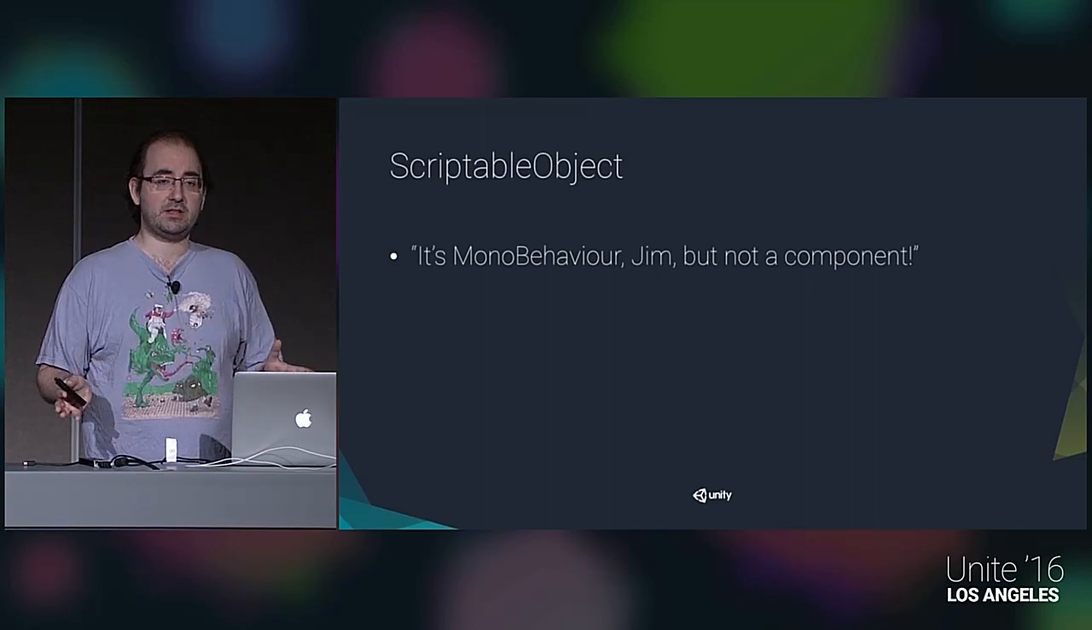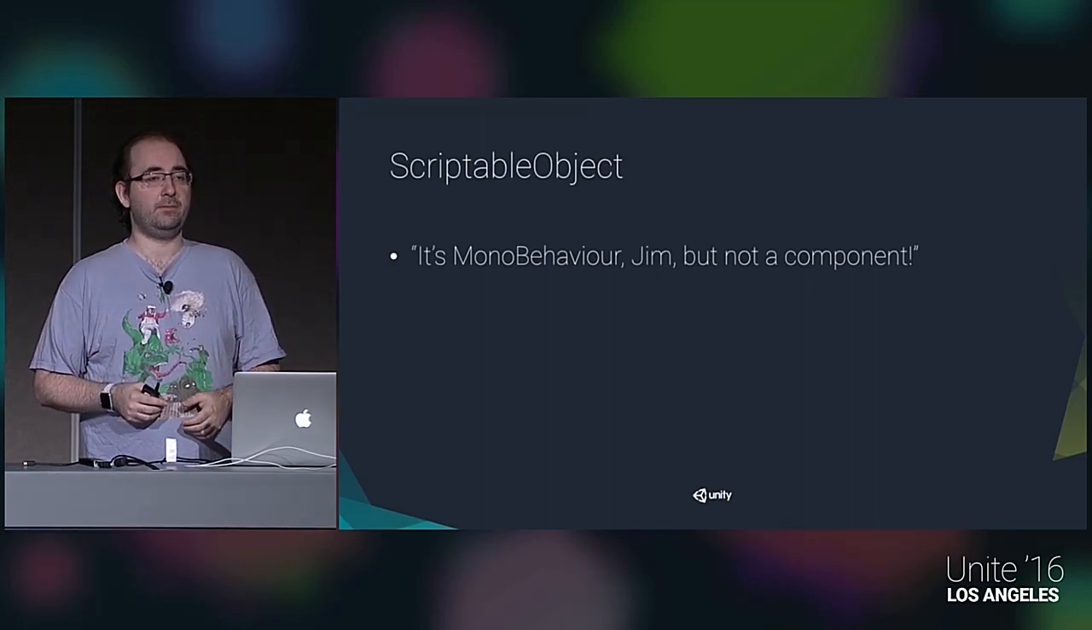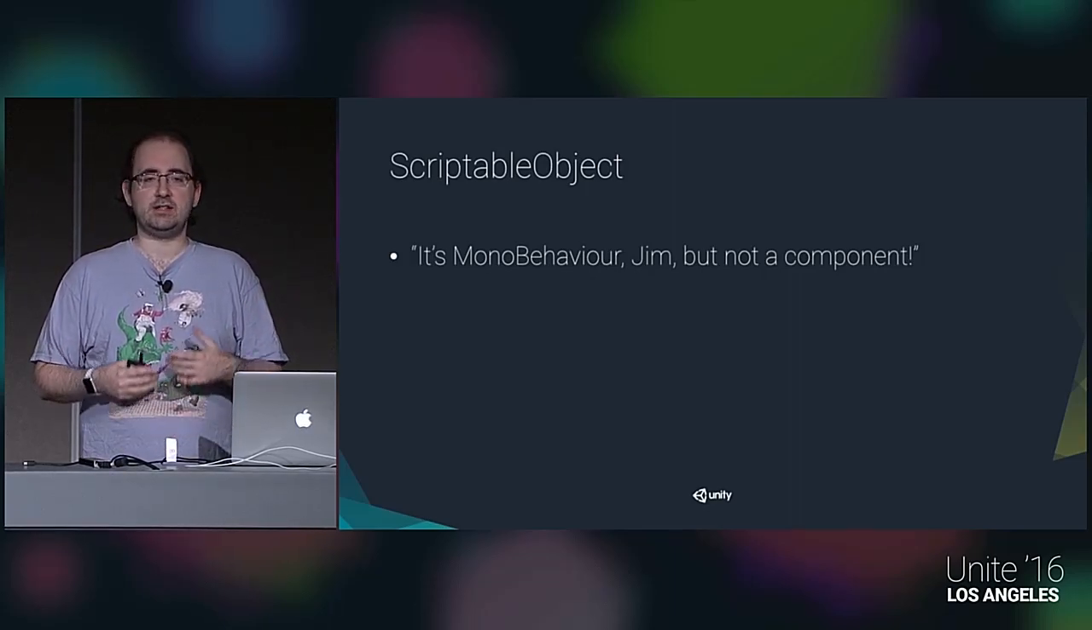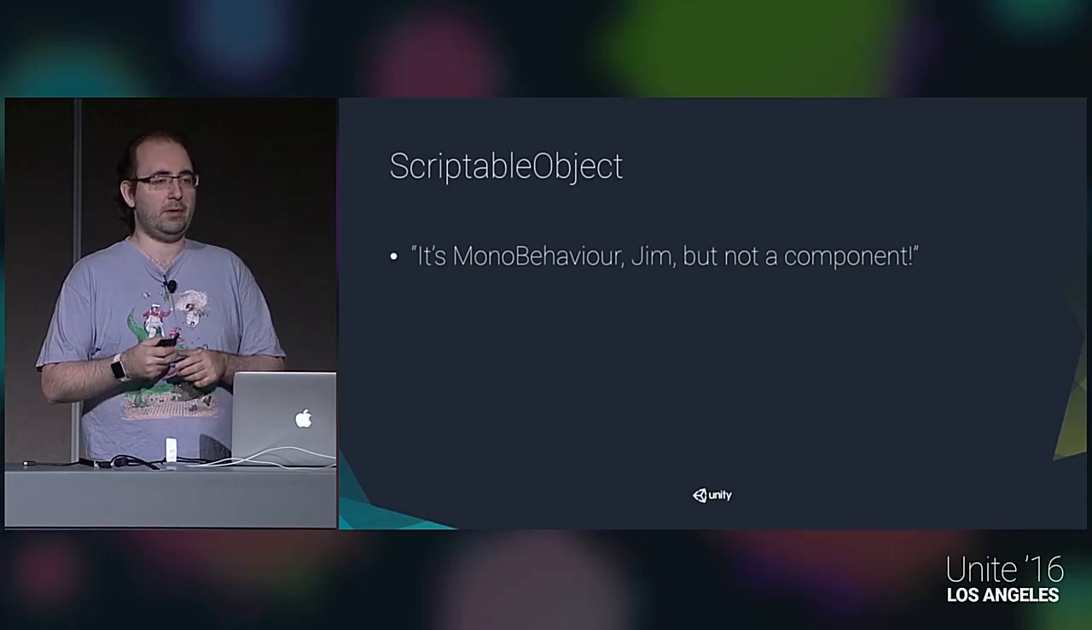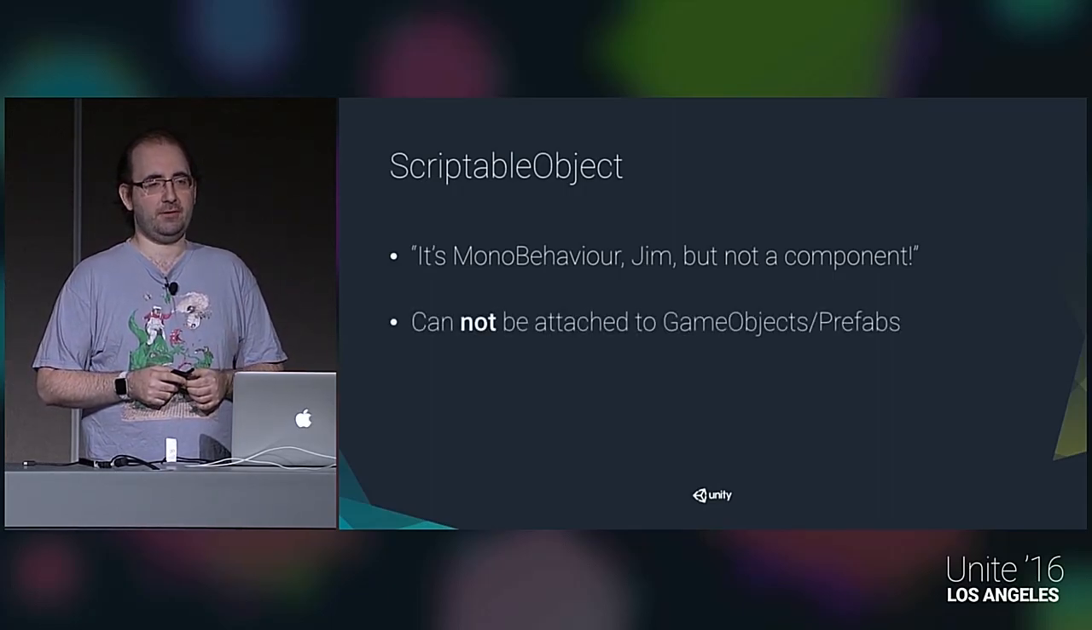So you can have your own custom class, your own variables, your own functions, make an instance of it, but it doesn't have to be attached to anything. It doesn't have to have a game object in a transform. It doesn't have to live in the scene. It can be wherever. So it can't be attached to game objects or prefabs at all.